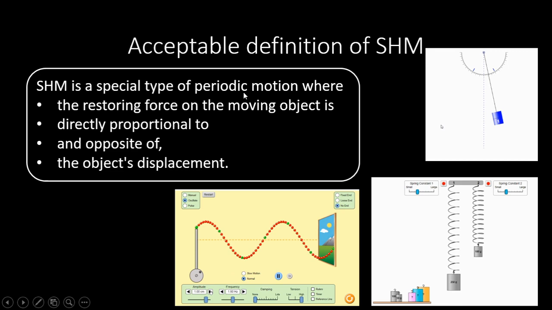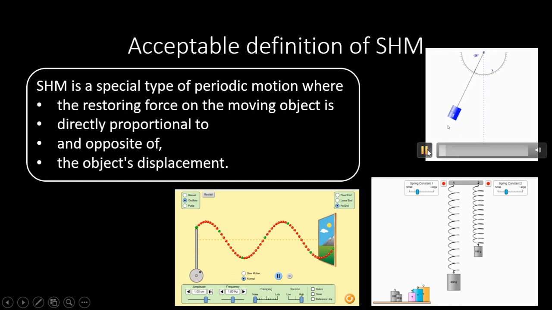So we see simple harmonic motions are such a type of motion where a restoring force will be produced on moving objects that will lead the moving object towards the equilibrium position, and the amount of restoring force will be proportional to the displacement and will be opposite to the displacement. So we will understand this definition with practical examples.